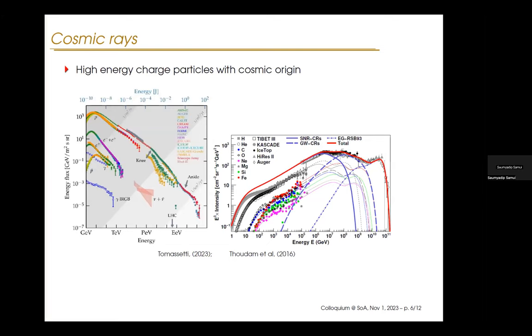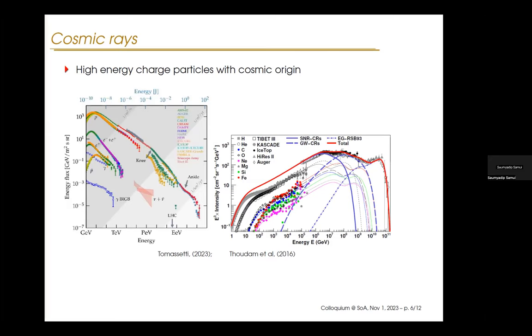Now I am coming to the other part of the talk, which is the cosmic rays. What are cosmic rays? Cosmic rays are nothing but very, very high energy charged particles, which originate outside the Earth from stars or whatever, we don't know. They are coming to us from the cosmos.